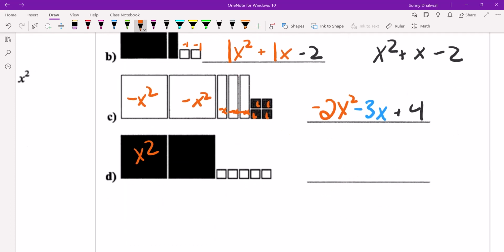These are x squares. These are 1s. First shape are x squares. How many do we have? We have 2. Next shape are 1s. How many do we have? We have 5, and they're negative. So 2x squared minus 5. That's it. All right.